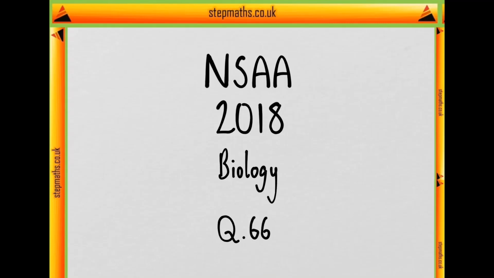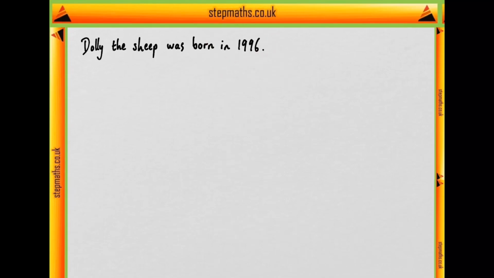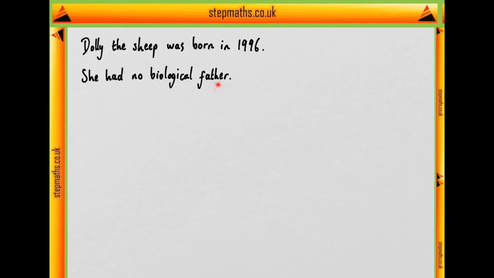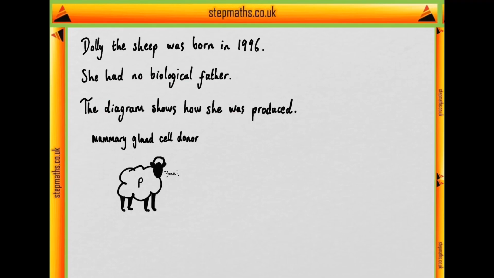This video covers question 66 from the biology section of the 2018 NSAA paper. This question focuses on Dolly the sheep, who we're told was born in 1996. She was unusual in that she had no biological father, and the diagram below shows how she was produced.